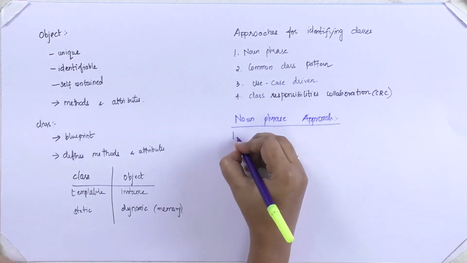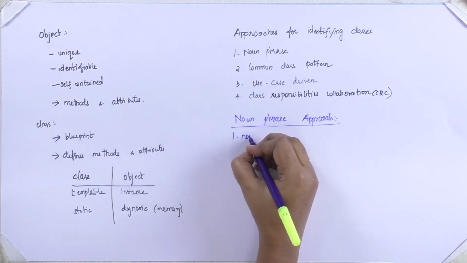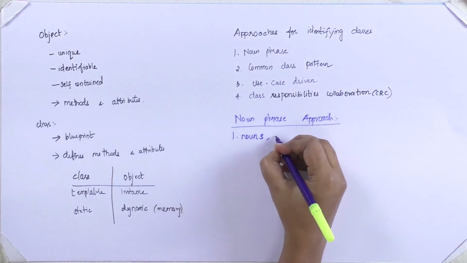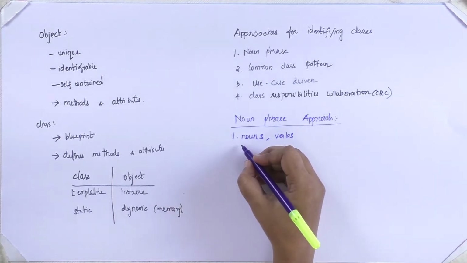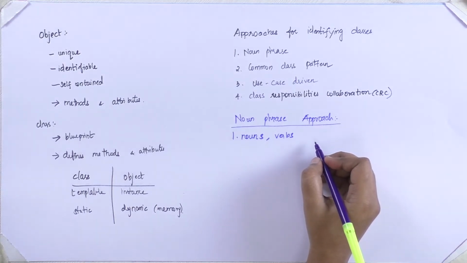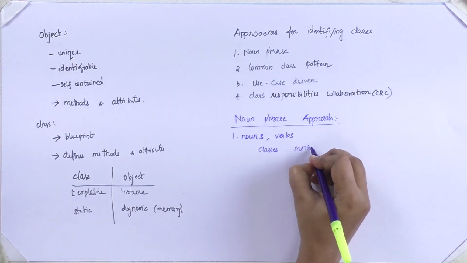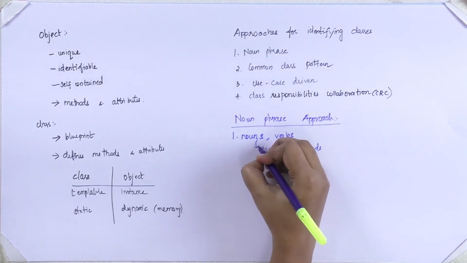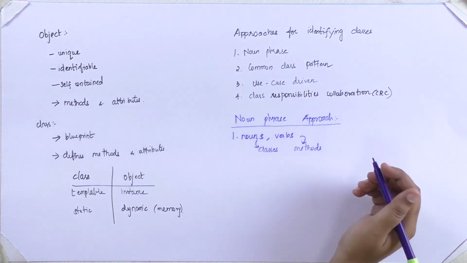In the noun phrase approach, you will be analyzing the text description which is given by the user when defining the requirements. First, you identify the nouns and verbs in your textual descriptions. By identifying the nouns and verbs in the textual description given by the user, you can find out the classes as well as methods in your product. Nouns may describe the classes and verbs may describe the methods.